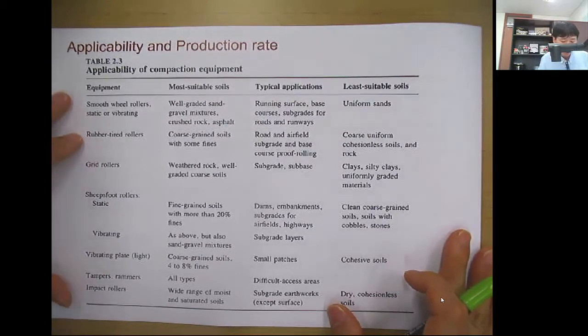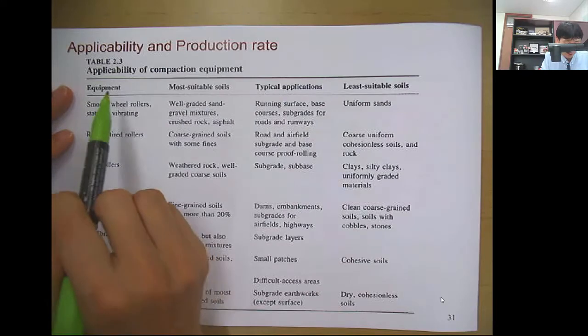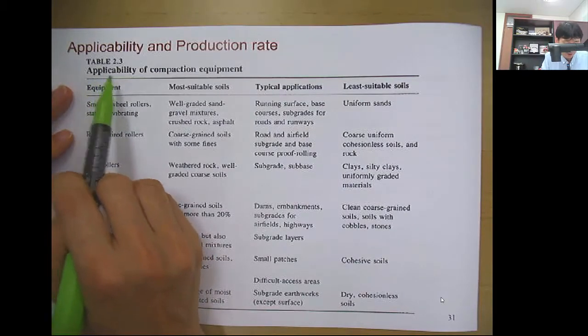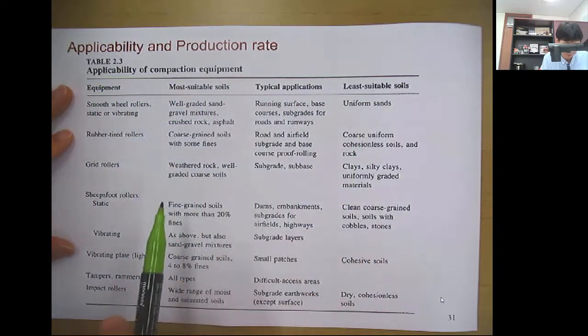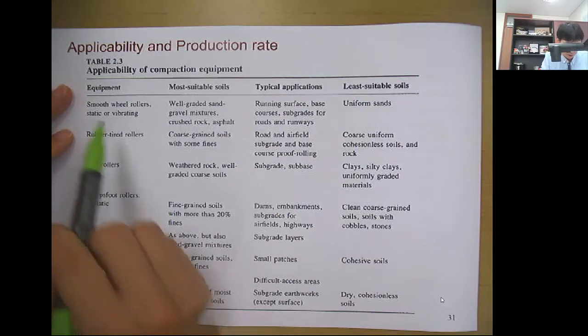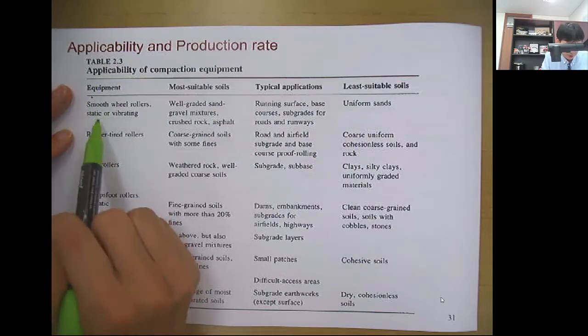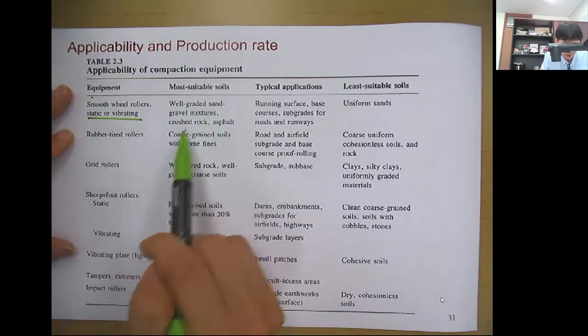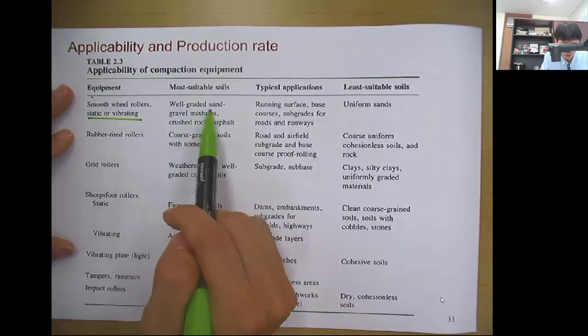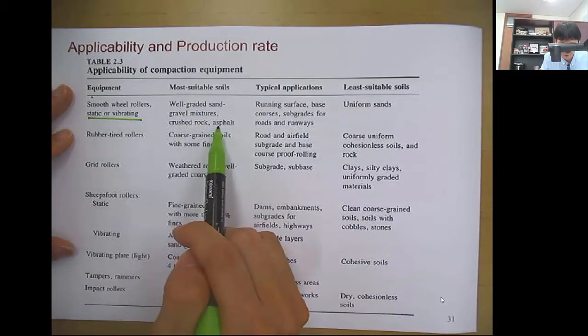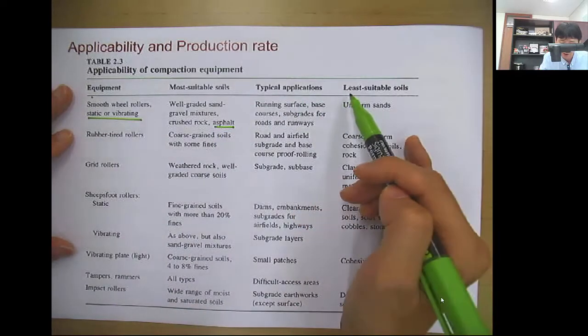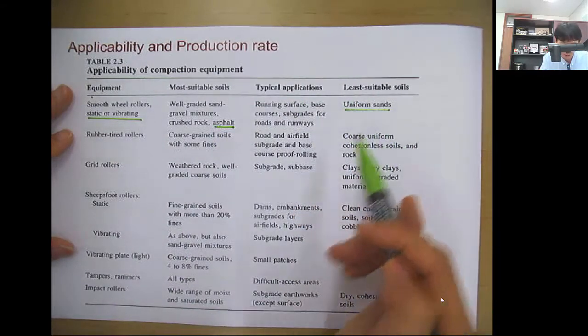Applicability and the production rate. So this is the table showing the applicability of the compaction equipment. For example, a smooth roller, static or vibrating, is more suitable for well-graded sand, crushed rock and asphalt. And the least suitable soil is uniform sand.